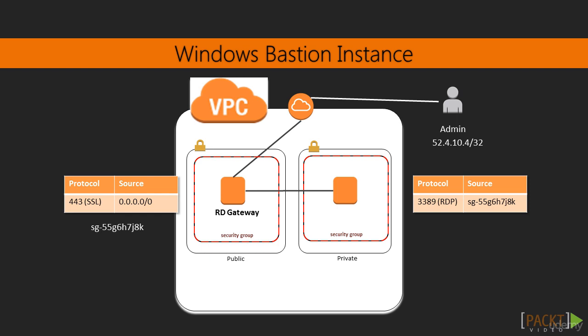In this video, we talked about how to make your VPCs secure by using network access control lists and Bastion instances. In the next video, we will focus on making your architectures highly available by using multiple availability zones, load balancers, and auto-scaling.